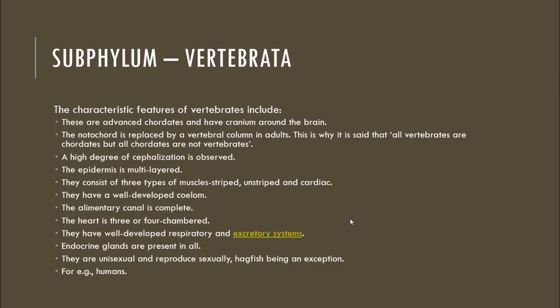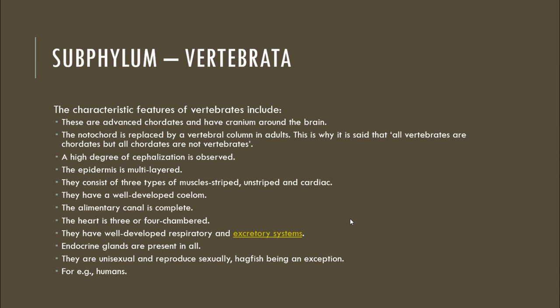Moving on. Coming to the Vertebrata now, that is what actually concerns us the most. So the characteristic features of vertebrates: how do we know this is a vertebrate? Number one, they have the vertebral column. These are advanced chordates with cranium around the brain. Nice one. That means they already have their brain. The notochord is replaced by a vertebral column in adults.